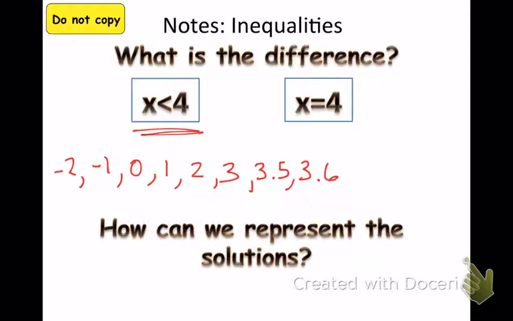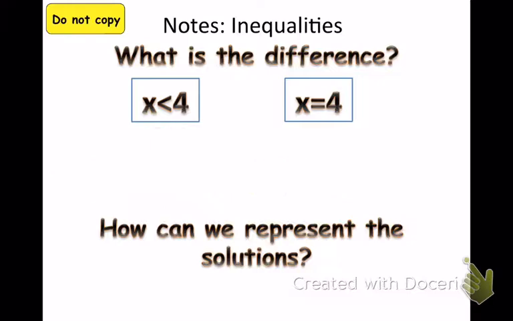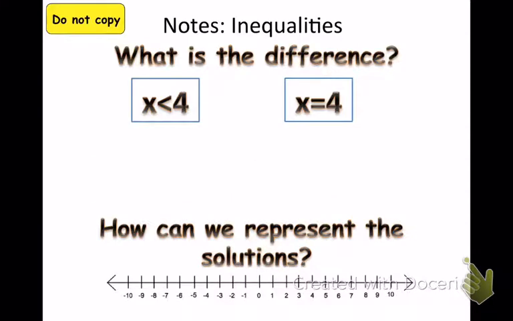So the way we represent all these answers, or this collection of answers, or this set of numbers, which is the formal way of saying it, is we graph them on a number line. And this will indicate everything. The number line indicates all numbers, all the numbers in between, all the decimals, all the fractions, everything.